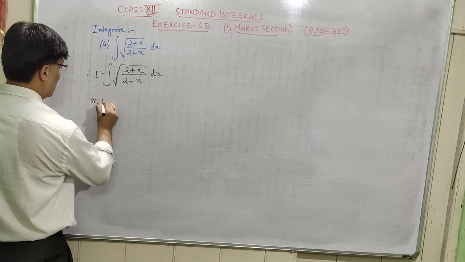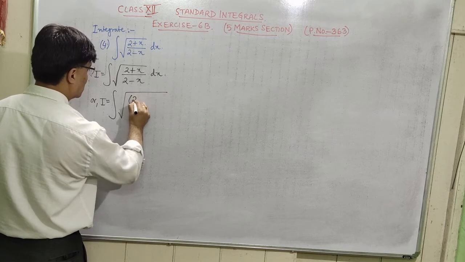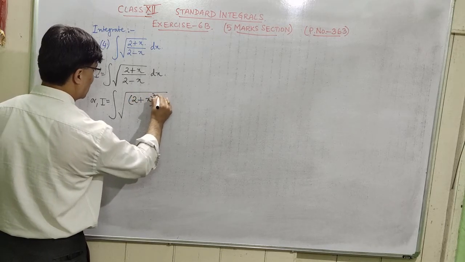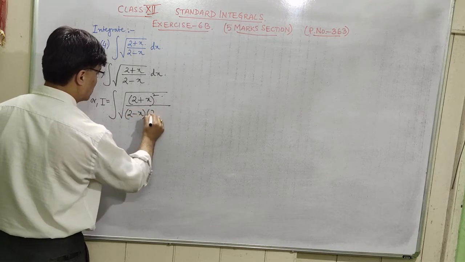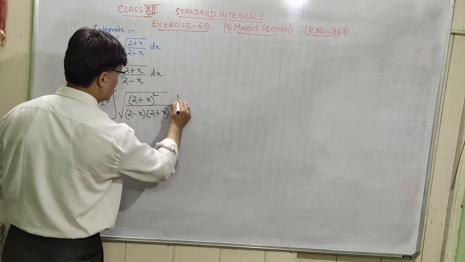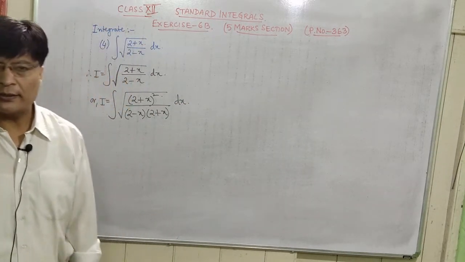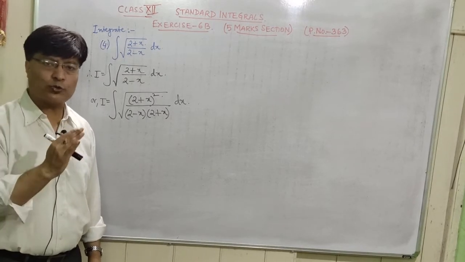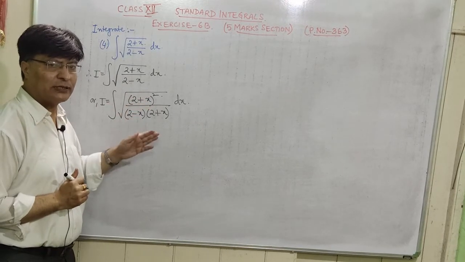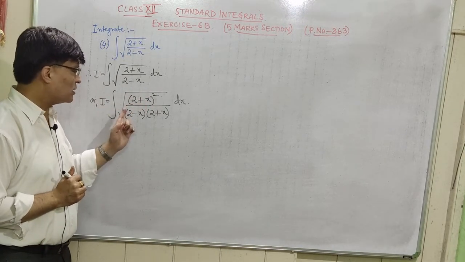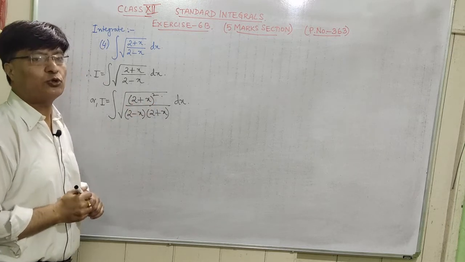Okay. So I is equal to integration of within square root, 2 plus x whole square divided by 2 minus x into 2 plus x, dx. So I think you have understood it. In order to remove the square root from the numerator, we have multiplied both numerator and denominator by 2 plus x, and we got this expression, within square root it is 2 plus x whole square divided by 2 minus x into 2 plus x.